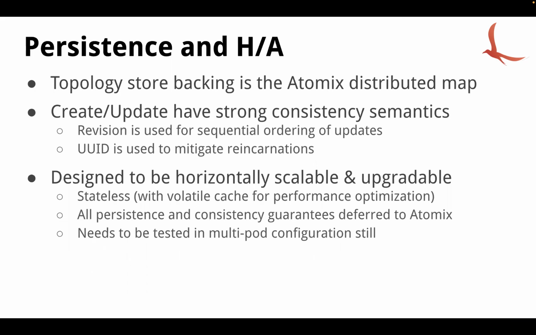But the system itself does have a cache to be able to provide some of the relationship queries efficiently. But the cache is volatile in the sense that it can be easily reconstituted on startup. So the system can be thought of as stateless. Fundamentally, all of the state and persistence and guarantees are enforced by and deferred to Atomix. And so the idea is that it can be deployed in a horizontally scalable manner and also upgraded gradually without basically any outage. But there's a but. We still need to test it in the multi-pod configuration. And we still need to test the upgrade process, but it's designed to be that.